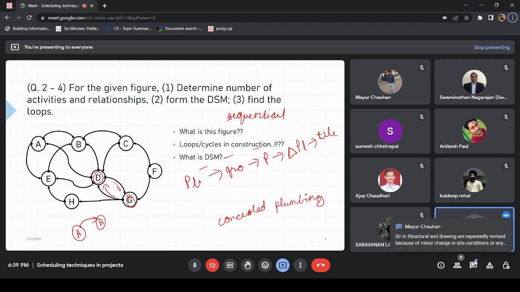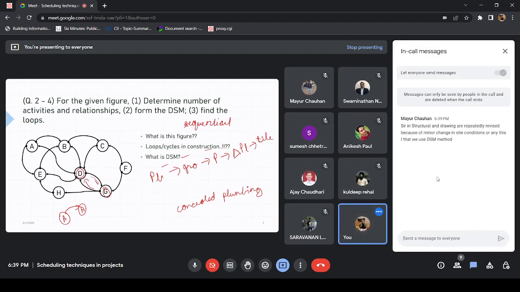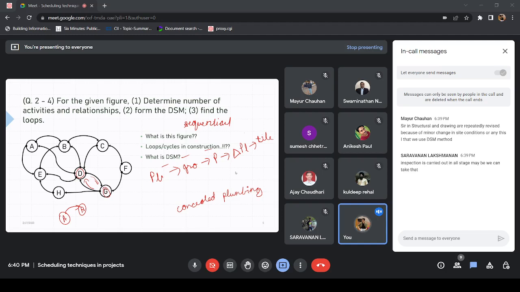So from Mayur, we have got his message that structural drawings are revised because of minor change in site condition or any of this, we use DSM. We will see this in case of design. There is some cyclicity in there. And inspection is carried out at all stages. So we can take that. Okay, yeah. Inspection. So in cases where we have a lot of rework or even some rework, we can say that this is what is happening in inspection.